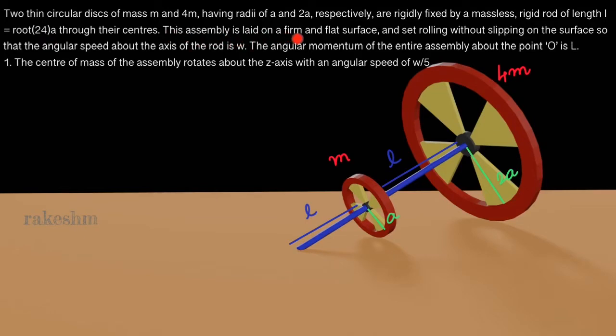This assembly is laid on a firm and flat surface and set rolling without slipping on the surface, so that the angular speed about the axis of the rod is omega. So this whole assembly rotates about this rod with angular speed omega. To help you visualize that the whole assembly is rotating about this point, I have extended this rod from here to here. This rod is not given in the question, but I've extended it so that it is easy for you to visualize.